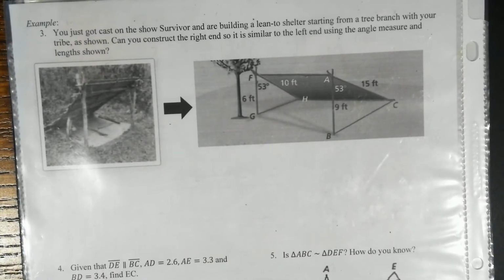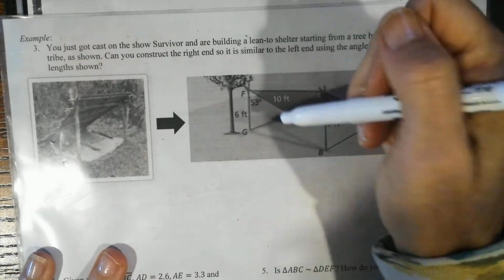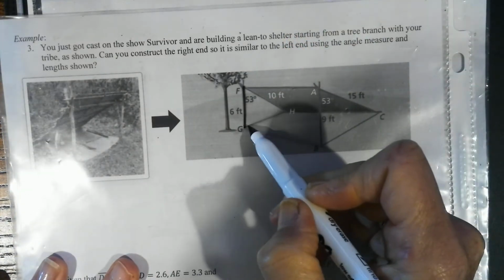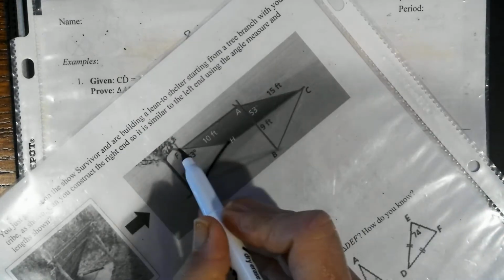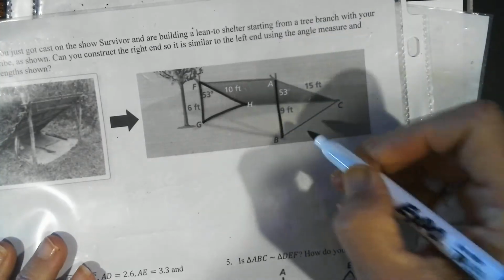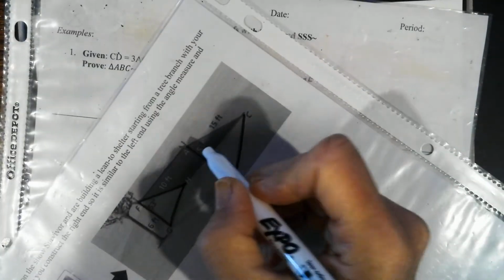Here we go. You just got cast on the show Survivor, and you're building a lean-to shelter starting from a tree branch with your tribe as shown. Can you construct the right end so it is similar to the left end using the angle measure and lengths shown? So yeah, of course you can. All right, the first thing we're going to do is simply trace our triangles because I can't see it very well in this picture, but I do see here's FGH, and I see ABC. So perspective looks a little different.